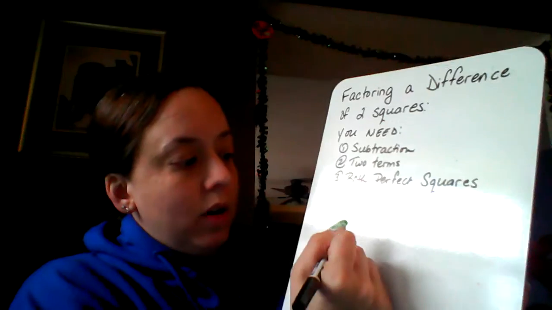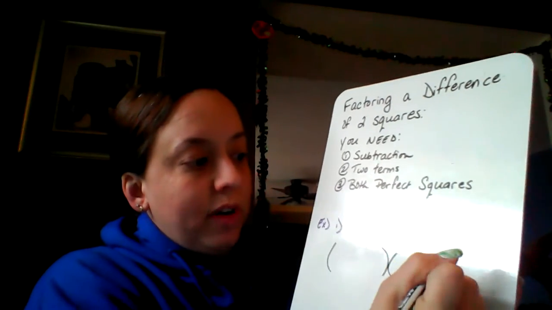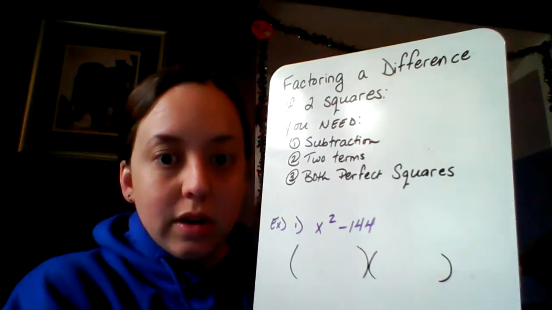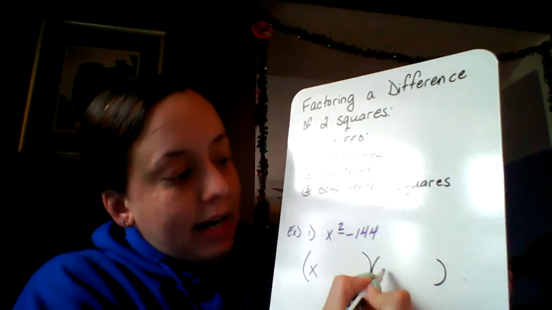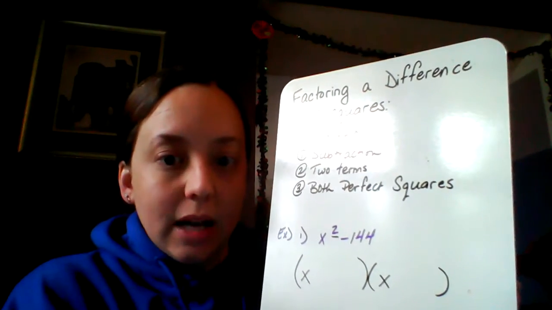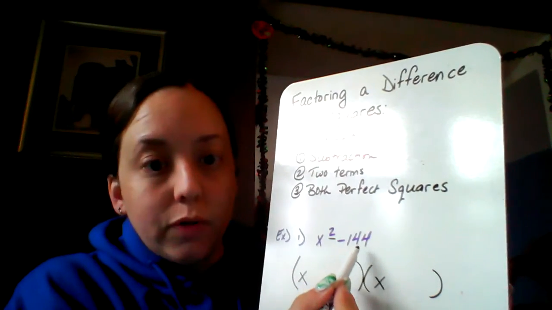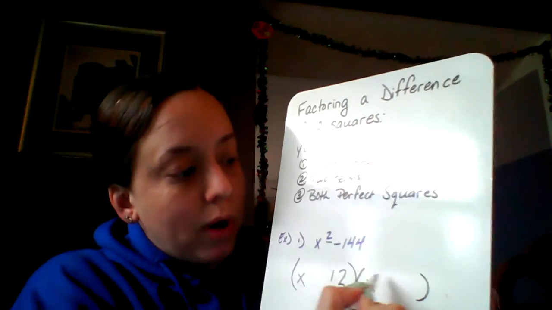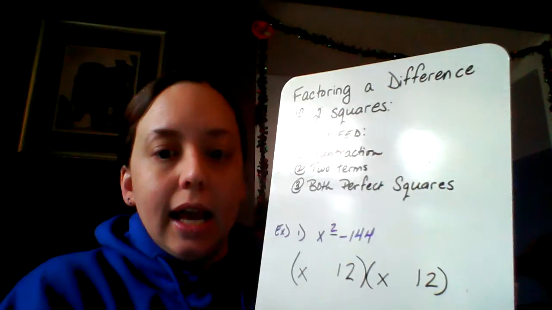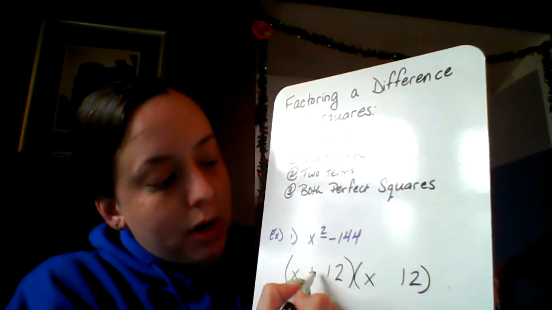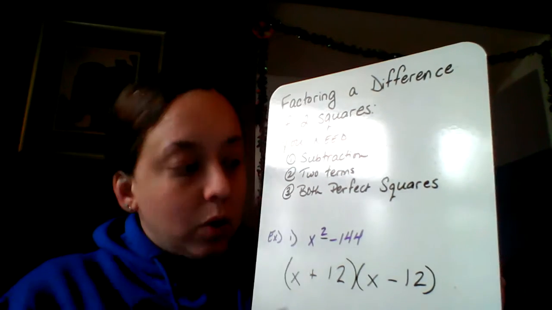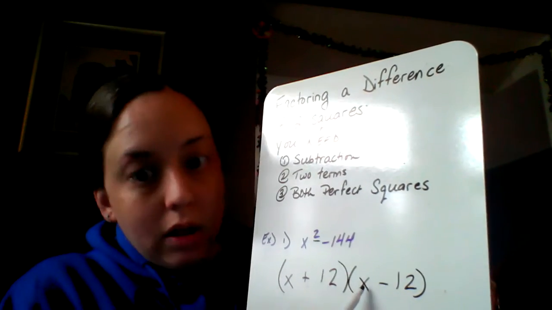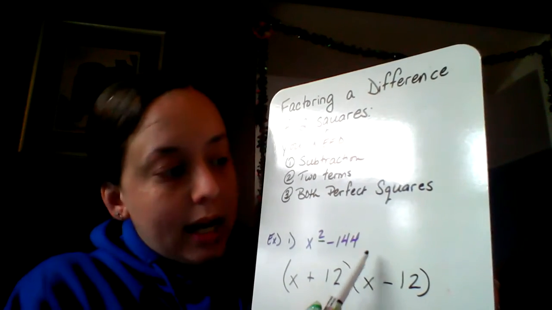Okay, so you have 2 sets of parentheses when you've identified that you have a difference of 2 squares, and then x squared goes to x and x because I'm just dividing that by 2. And the 144 is perfect because it's a 12 times 12. And in a difference of 2 squares, we do 1 addition and 1 subtraction, and that's it. Okay, so cut that exponent in half. That goes in the front. Okay, and then the 144 is the 12 times the 12.